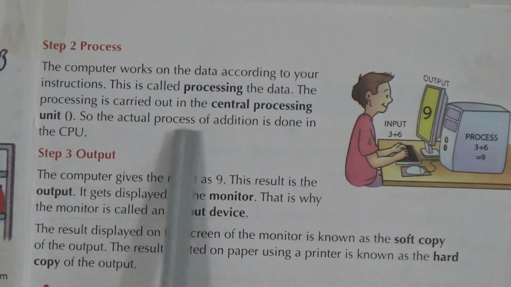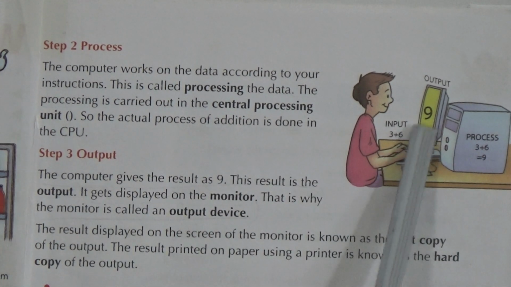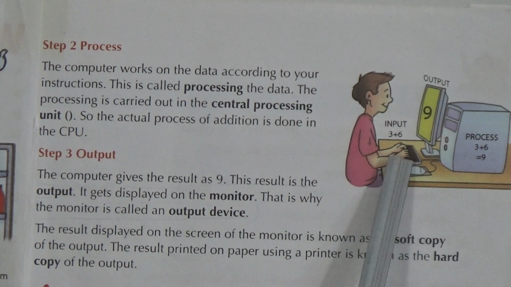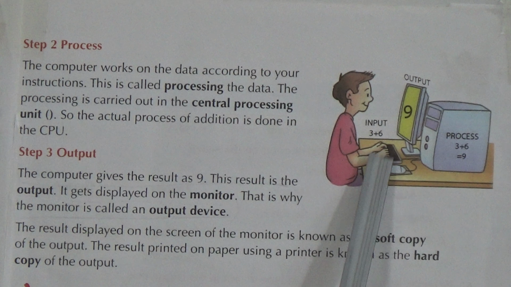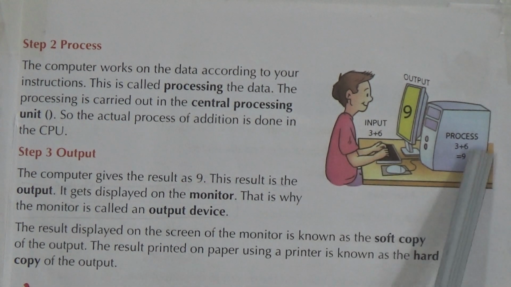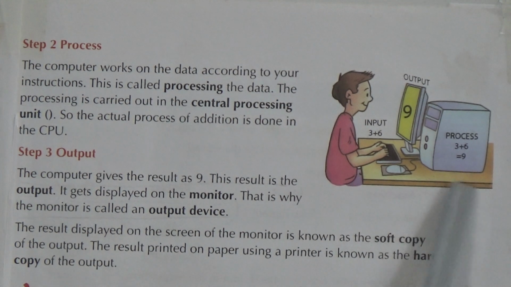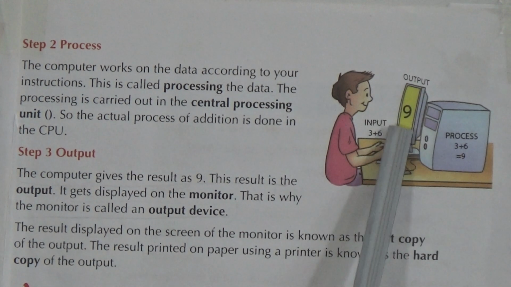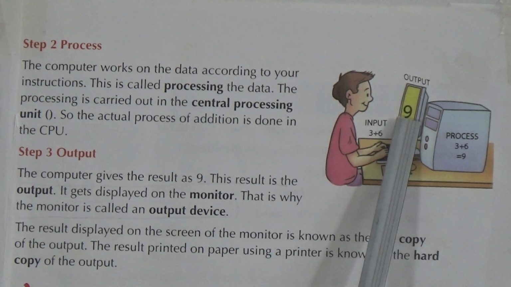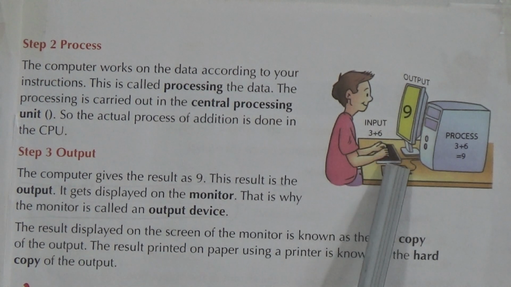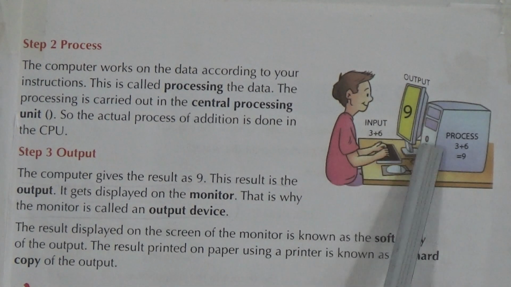The process is done inside the CPU and you can see it in the monitor. Look at the picture. You are typing the input in the keyboard, 3 plus 6. You are typing it here. The CPU is processing it, 3 plus 6 equal to 9. And you can see the output in the monitor. 3 plus 6 equals to 9 is shown in the monitor. The input is given through the keyboard, the processing is being done inside the CPU and the output is shown in the monitor.